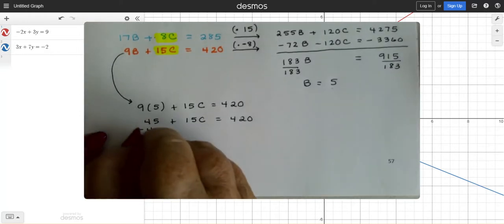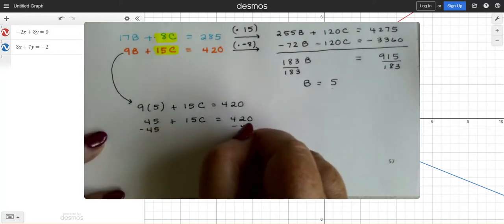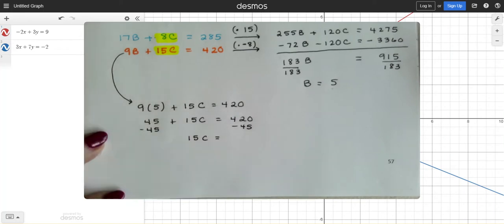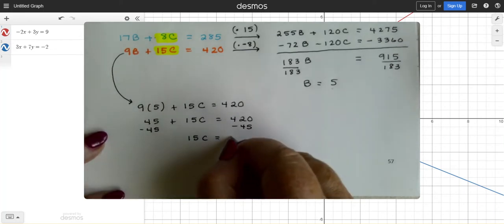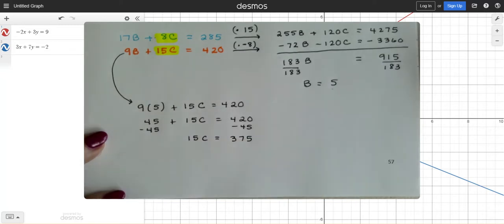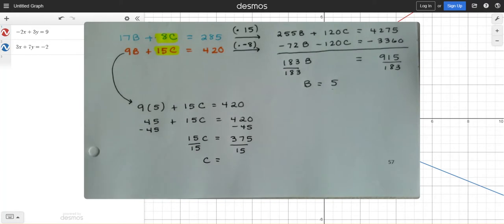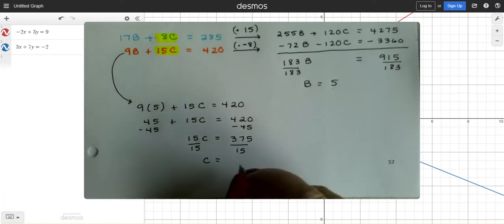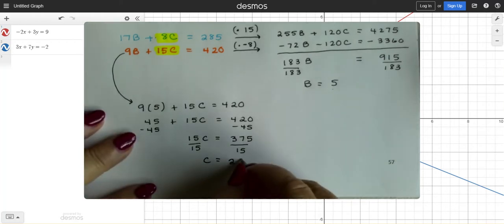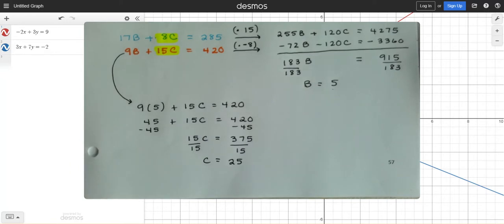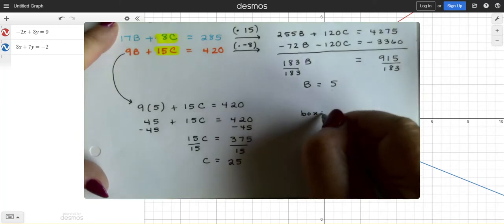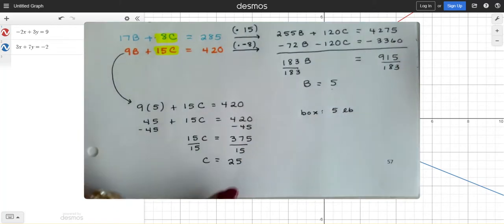I need to subtract the 45. 15C equals, what would that be, 375? And then dividing by the 15, 375 divided by 15 is 25. So we're going to conclude that the boxes weigh 5 pounds and the crates weigh 25 pounds.